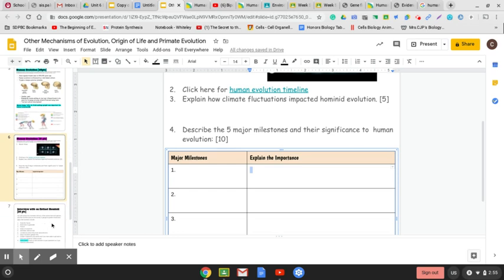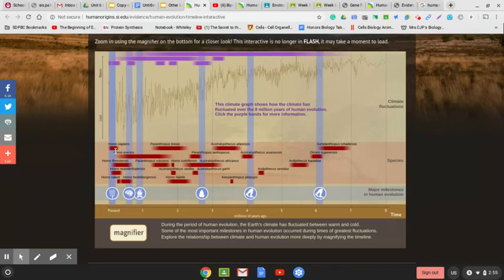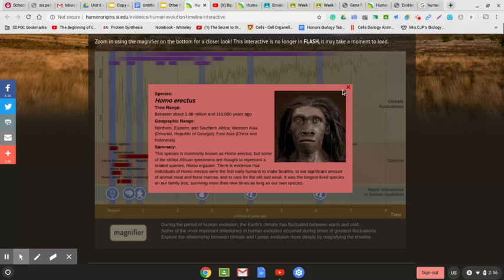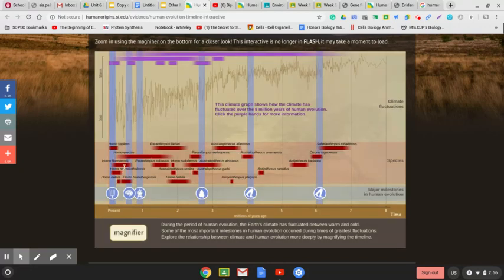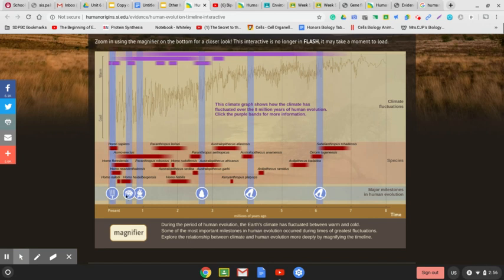Okay. And then finally, you're going to pick one of these hominid species from the timeline, just one. Okay, I don't care whichever one you want, except for Homo sapiens. No Homo sapiens. You could pick Homo erectus. Okay. You could pick Homo floresiensis, which is the hobbit population. So did you know that we had hobbits? All right, so pick whichever one you want, and you're going to kind of do a little interview.